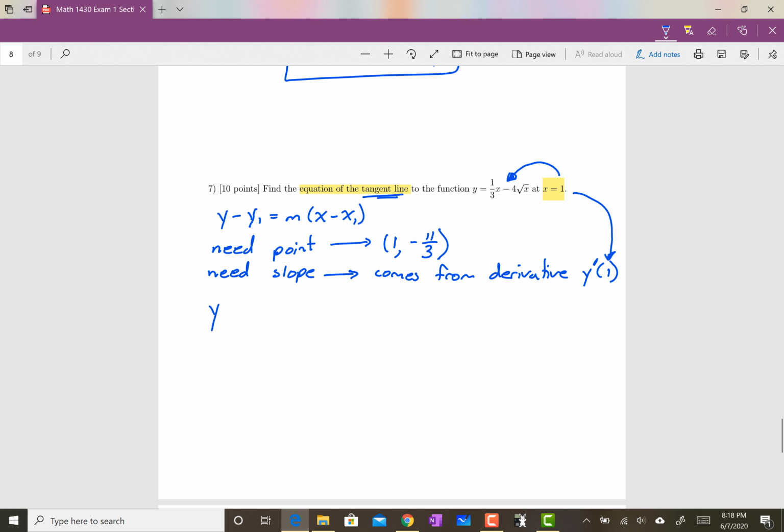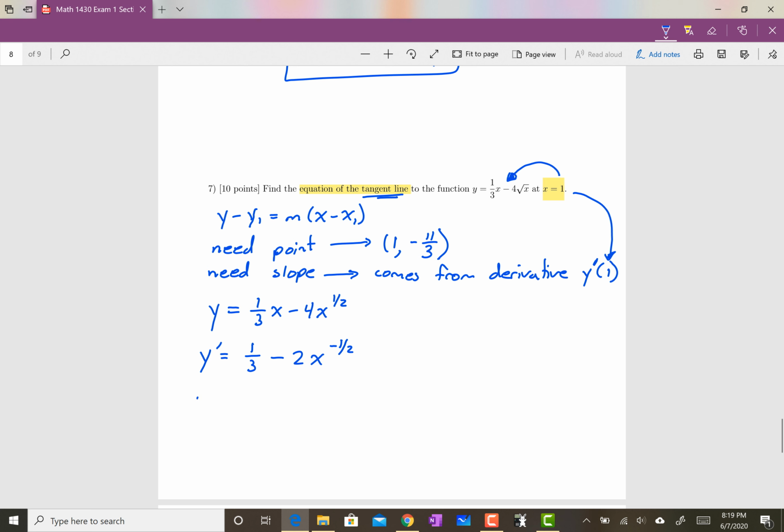First, let's rewrite our original function: 1/3 x minus 4 times x to the 1/2. We'll change that square root to an x to a power. So our derivative is going to be 1/3 minus 2x to the negative 1/2, using the power rule.